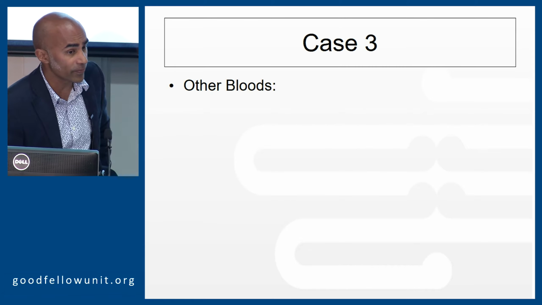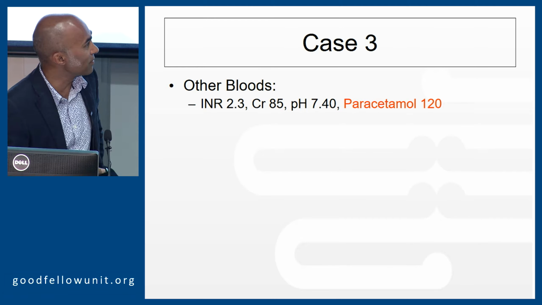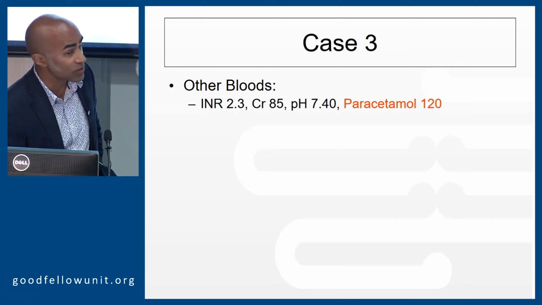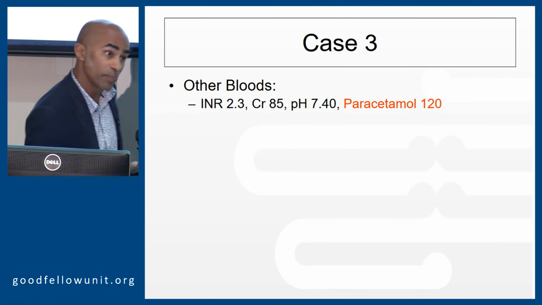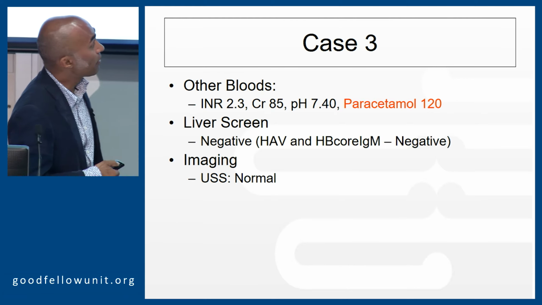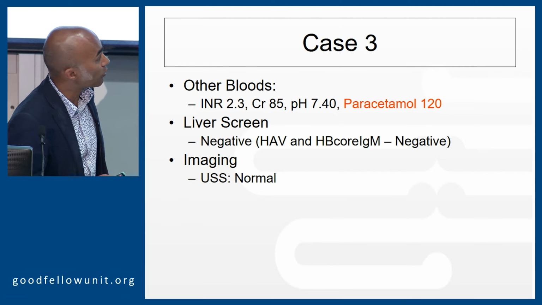Other bloods? Oh, you guys are onto it. Perfect. Well done. That's good. So some concerns there, obviously, some major concerns. The INR at 2.3 in a young, fit, healthy person. Certainly cause for concern there. Paracetamol level up. The liver screen, for what it was worth, was negative.